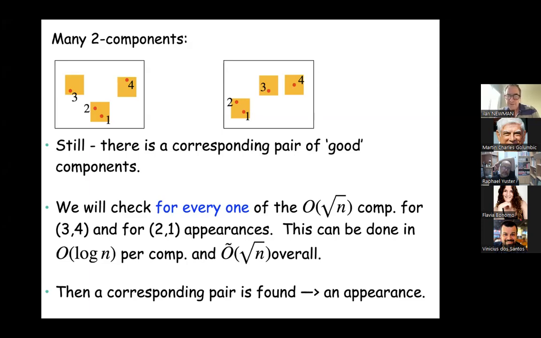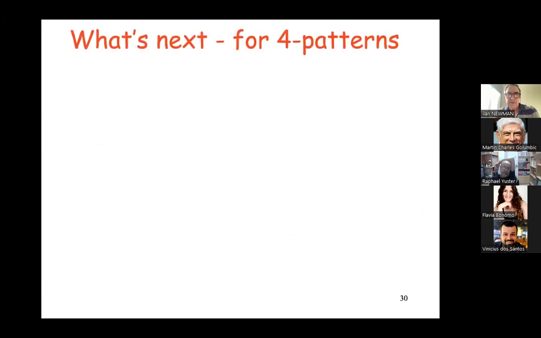Okay, so here I found an appearance. Okay, good. So that's it, essentially. That's it for the square root of n algorithm. So at this point, the square root of n algorithm should be more or less clear.